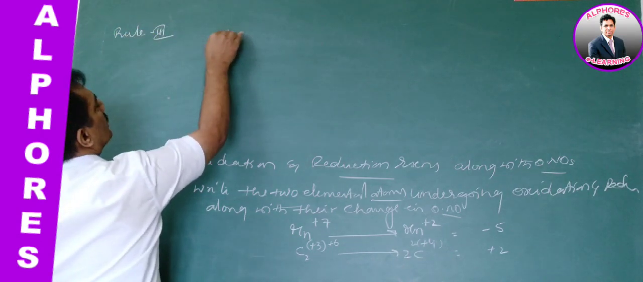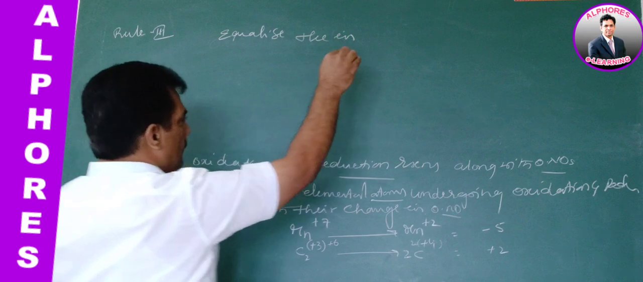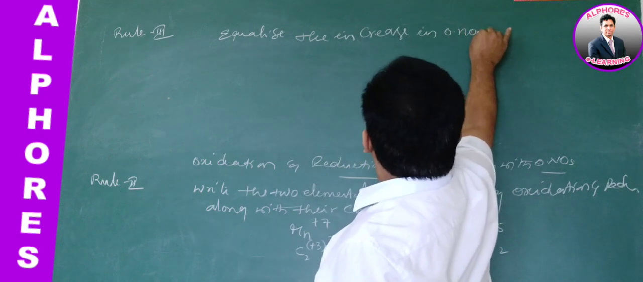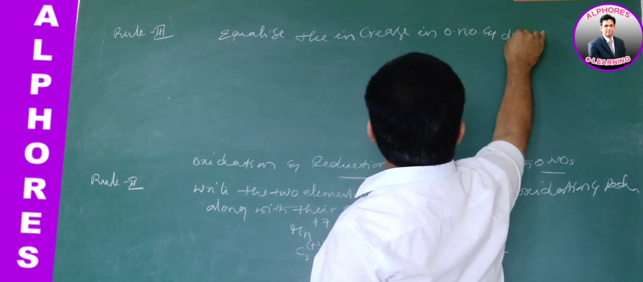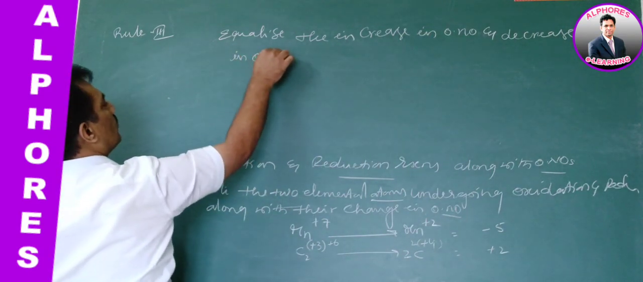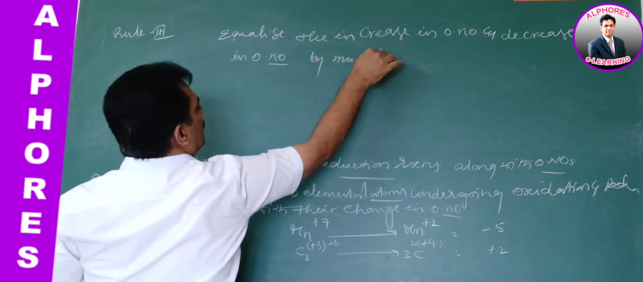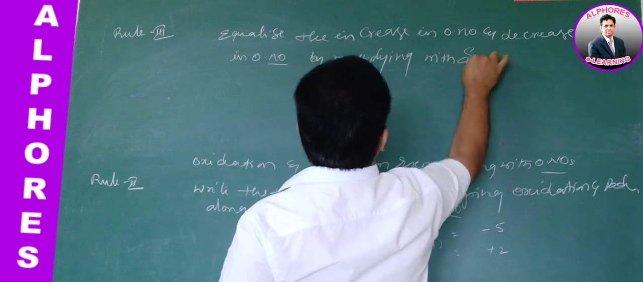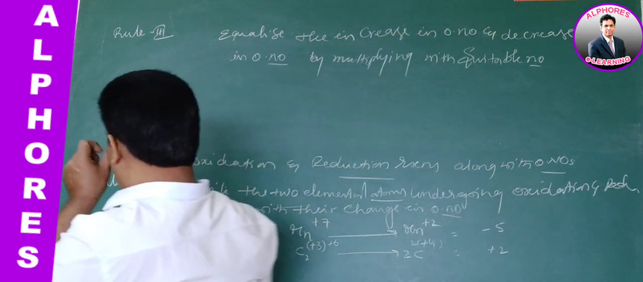Equalize the increase in oxidation number and the decrease in oxidation number by multiplying with a suitable number. This is rule number 3.